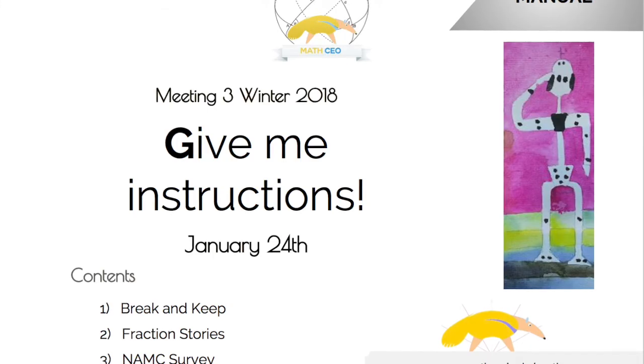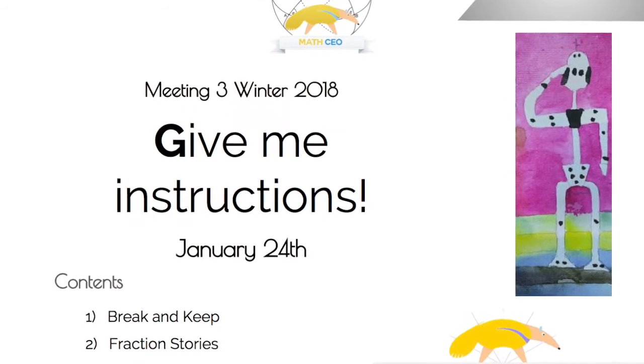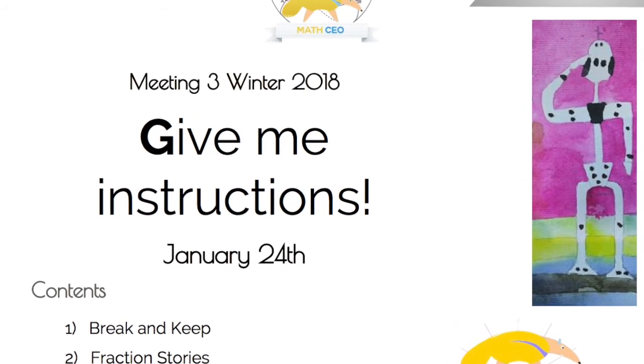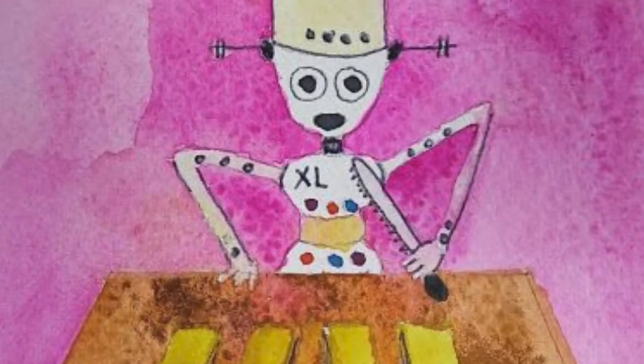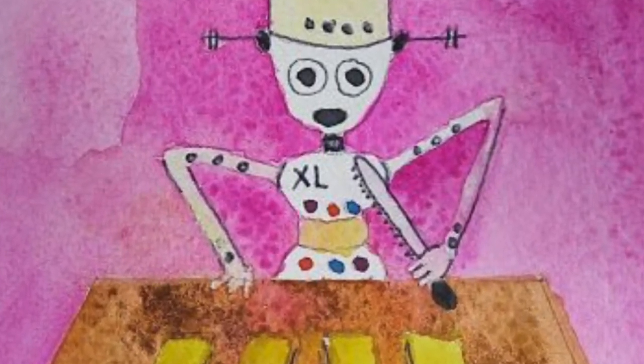Hello mentors, this week's first activity is called Break and Keep. In this activity, the students will give specific directions to a robot to create a fraction from a unit shape. But before we delve into the details, we should go over the goals that you should keep in mind.